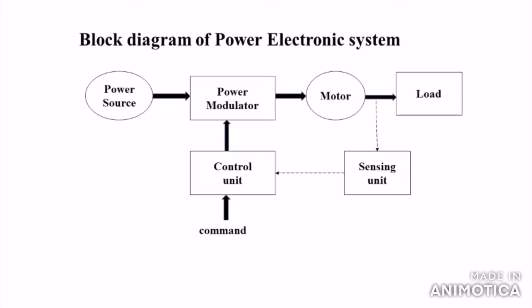The error signal is then processed and converted into a gate signal, or gate pulse, which is given as an input to the power modulator. Since the power modulator acts as a converter, it employs semiconductor switches such as SCR (silicon controlled rectifier), BJT, IGBT, etc. The gate pulses are to be given for turning on these devices. When these gate pulses are varied, the speed of the motor can be varied and the desired value can be achieved. That's all about the block diagram of the power electronic system.